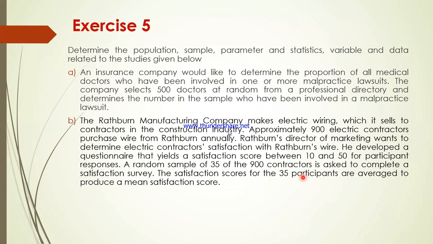The proportion of eligible 500. Why are you putting the eligible 500 doctors? Eligible is not necessary there. So the proportion of 500 doctors who have been involved in malpractice lawsuits, that's enough. According to this phrase, the proportion of 500 doctors who have been involved in one or more malpractice lawsuits is a statistic. Now these answers are very good.